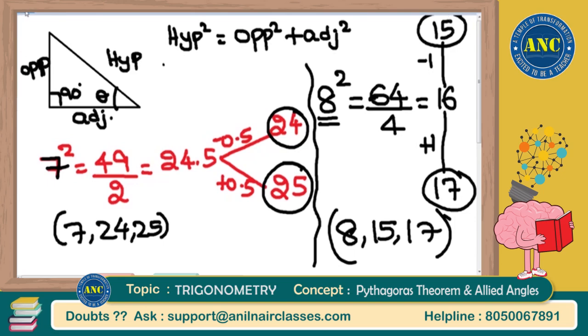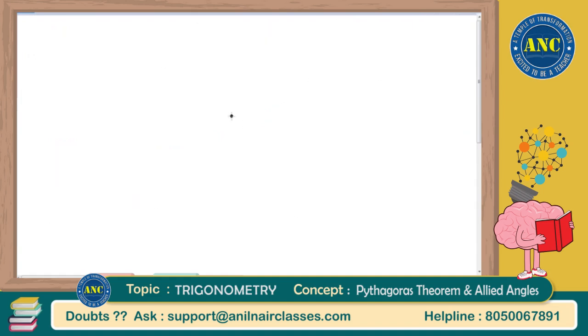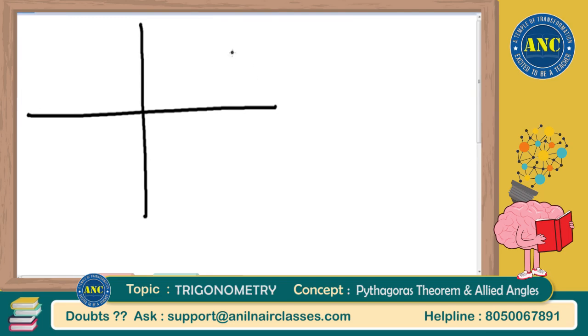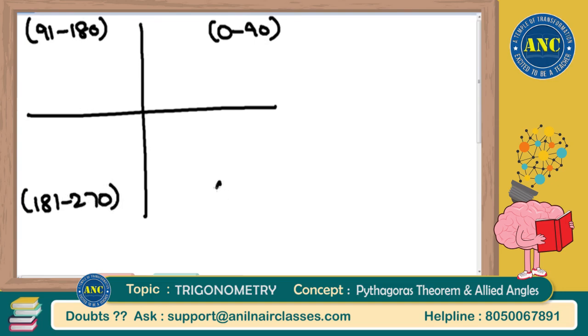I will be very briefly explaining whatever we have discussed yesterday. If I come to the coordinate geometry, the first quadrant is 0 to 90 degrees. The second quadrant is 91 to 180 degrees. The third is 181 to 270 degrees. And the last quadrant is 271 to 360 degrees.